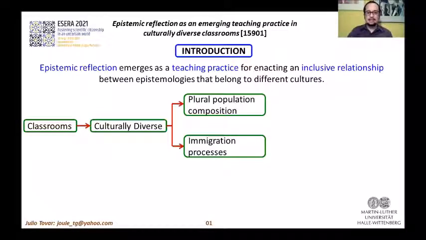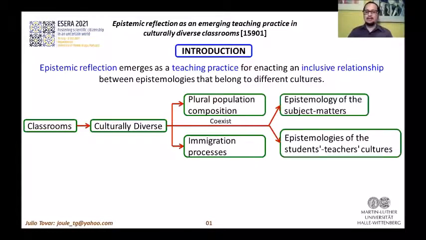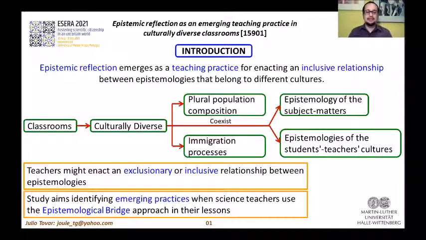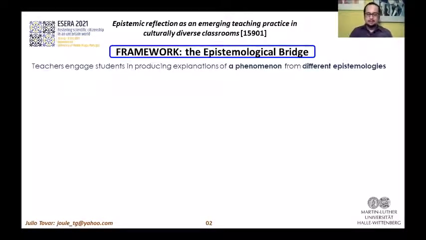In those classrooms coexist the epistemology of the subject matters, in this case science, and the epistemologies of the students' and teachers' cultures. In this coexistence, teachers might enact an exclusionary or inclusive relationship between epistemologies. That's why this study aims to define emerging practices when science teachers use the epistemological bridge approach in their lessons. The epistemological bridge is an approach to support teachers to design inclusive practices.